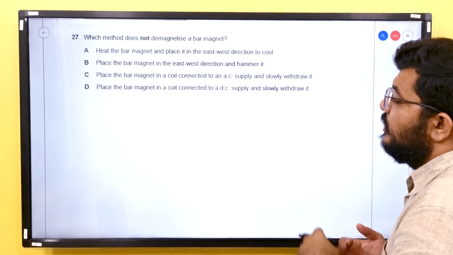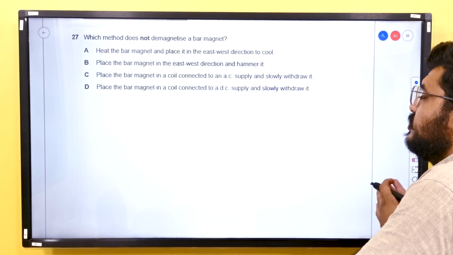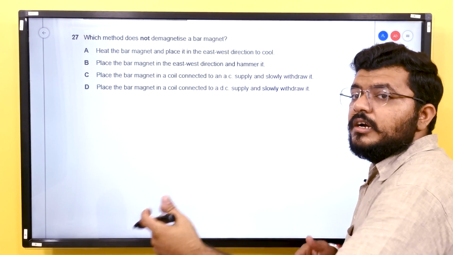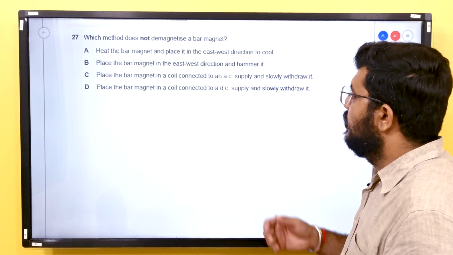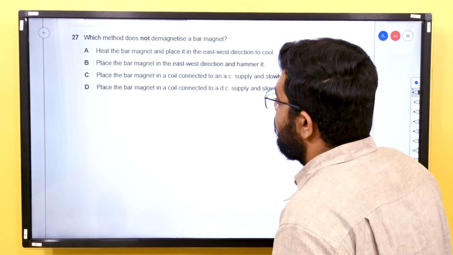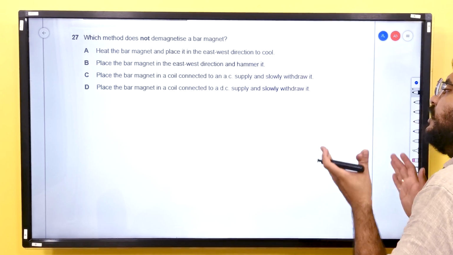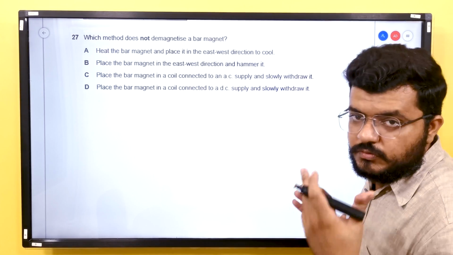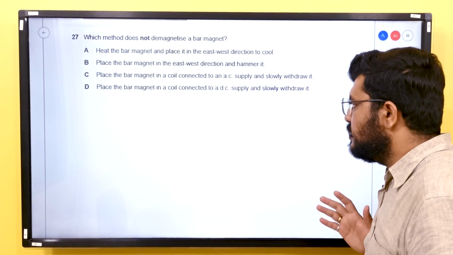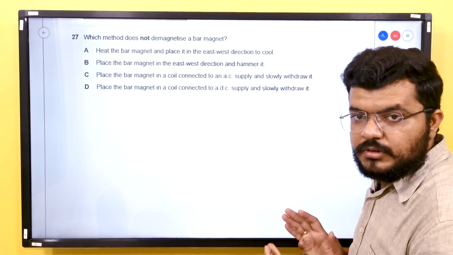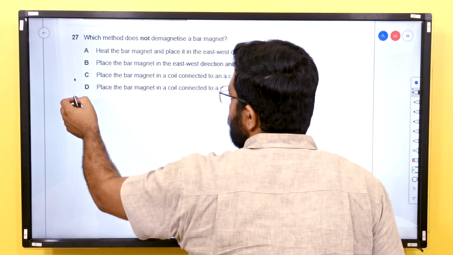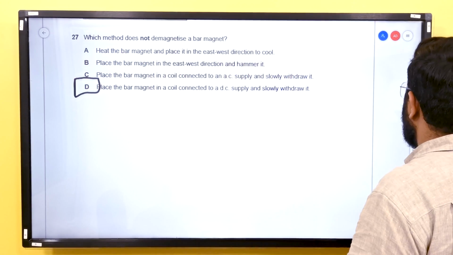Place the bar magnet in a coil connected to AC supply and slowly withdraw it. In an AC supply, the coil's magnetic poles are continuously changing, they are alternating. So withdrawing it slowly will demagnetize it. Place the bar magnet in a coil connected to DC supply and slowly withdraw it. Here, demagnetization will not happen because the poles are not changing. The magnet is not being repelled in any way. So, option D will be your correct answer.